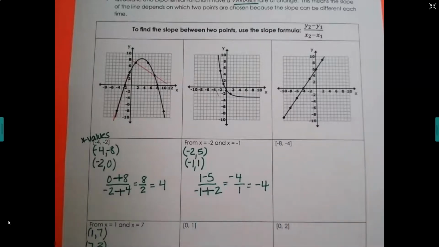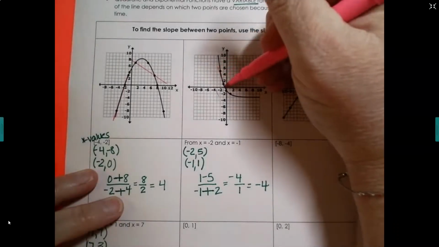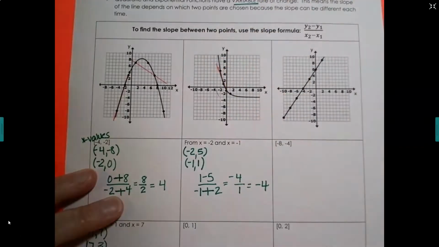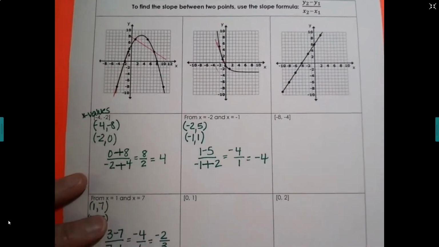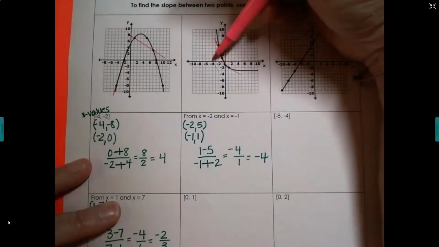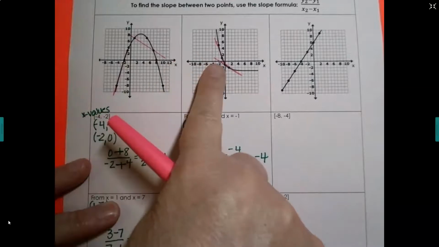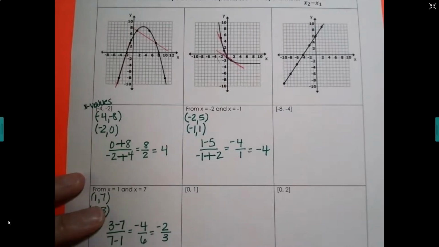So let's take a look from -2 to -1. We're talking about this line right here. So you see it has a negative slope. It's very steep. That matches our -4. Our next line is going to be between where x is 0 and x is 1. So that's going to be this line right here. So you can see how it has a flatter slope than the first line. So it should be a smaller number. So let's take a look.